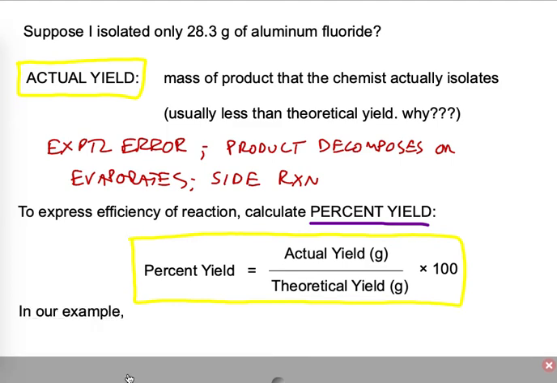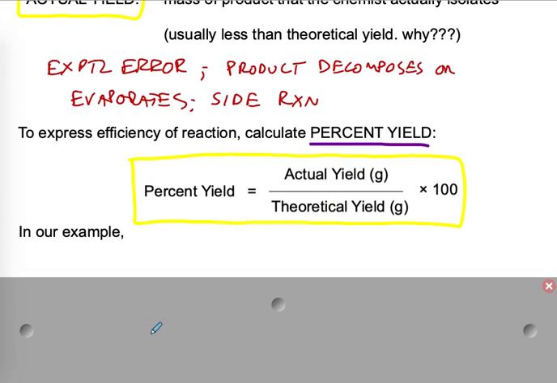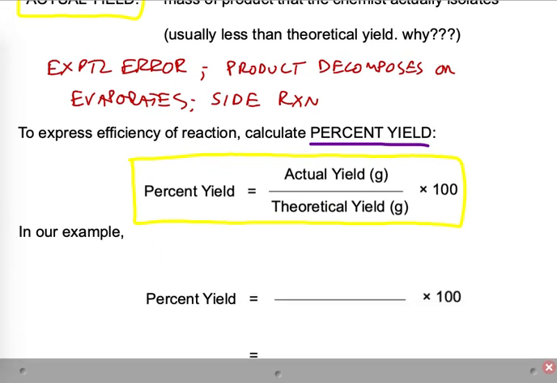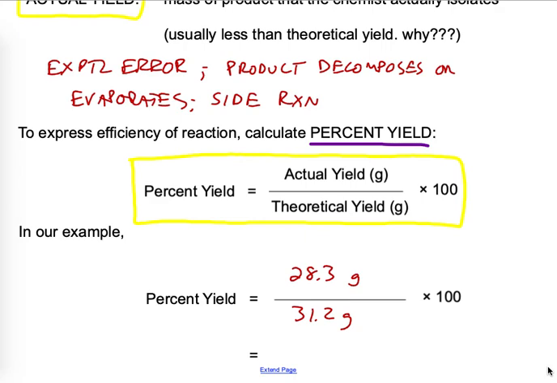So, in our example, let's go ahead and calculate the percent yield. So, the actual yield was 28.3 grams. The theoretical yield was 31.2 grams. Divide, multiply by 100. That gives me a percent yield of 90.7%. And because that's based on measurements that have sig figs, we round to the correct number of sig figs.